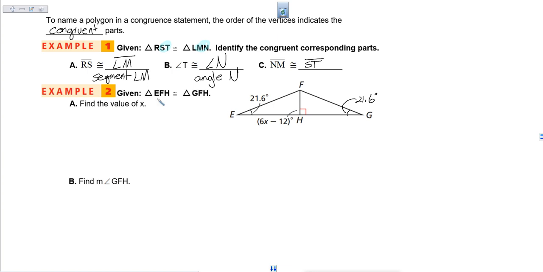Then we know that angle EFH and angle GFH, so these top two angles, are congruent. And we know that angle EHF and angle GHF are also congruent. And since we know that angle GHF is a right angle, meaning that it is 90 degrees, we know that this other side is also 90 degrees. So now we can solve for x, because we know 6x minus 12 equals 90.